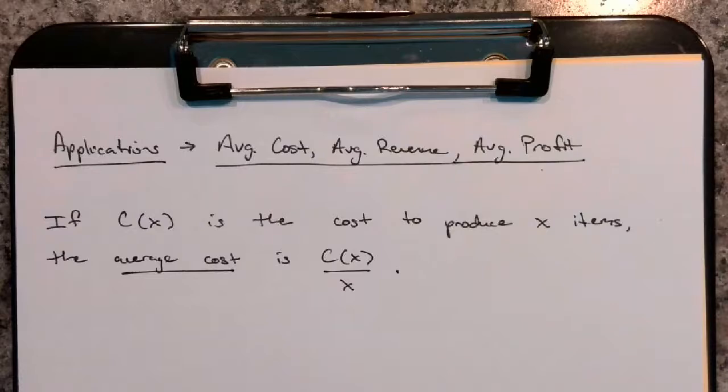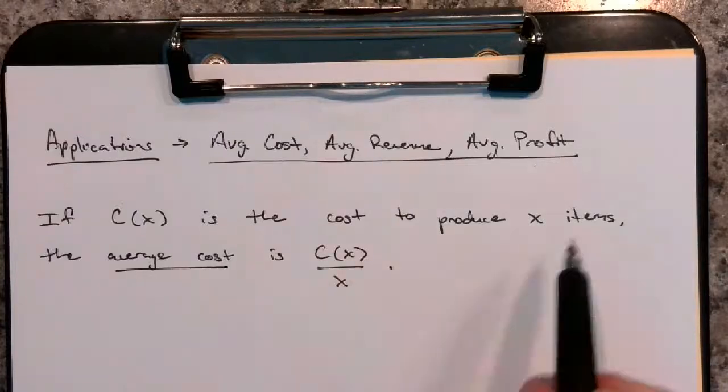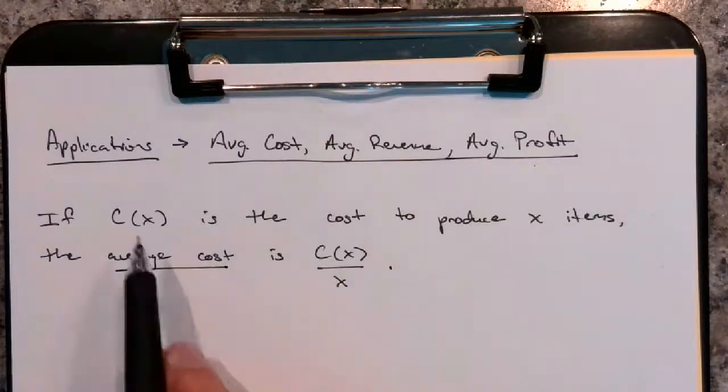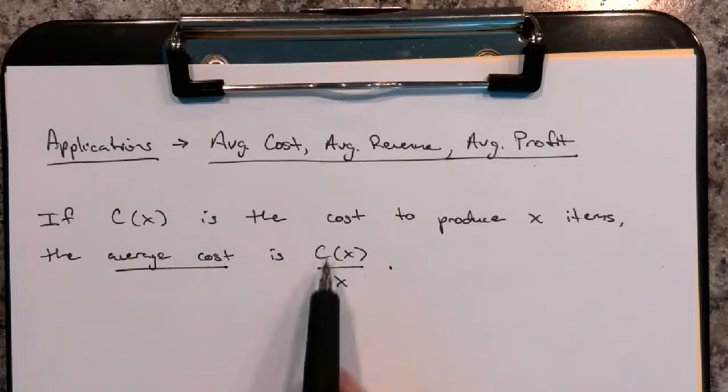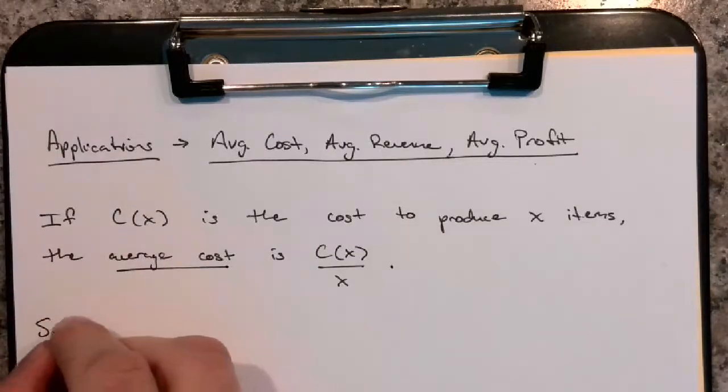When you take the average of something, usually you take whatever the total is and you divide by the number of things you're taking the average of. That's all we're doing here. The cost function is C of X, that's the total, divided by the number of items that we produce will give you the average cost.